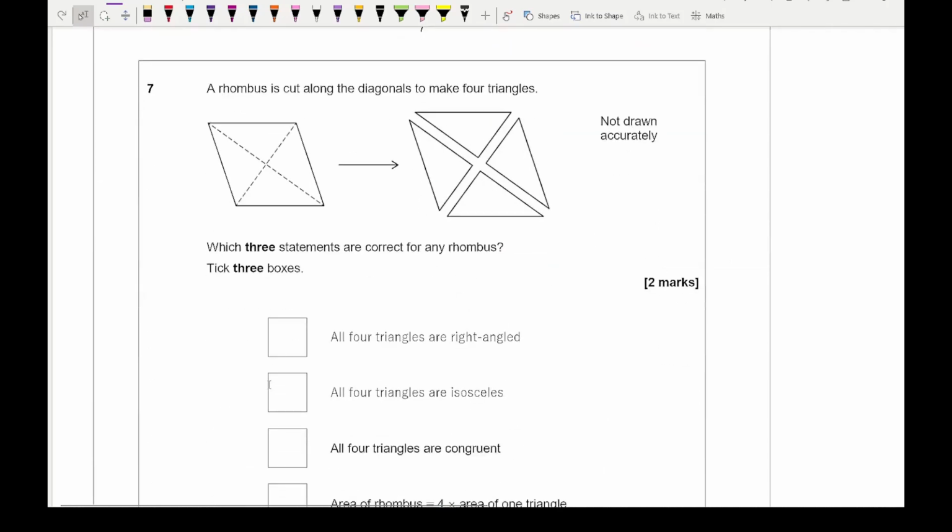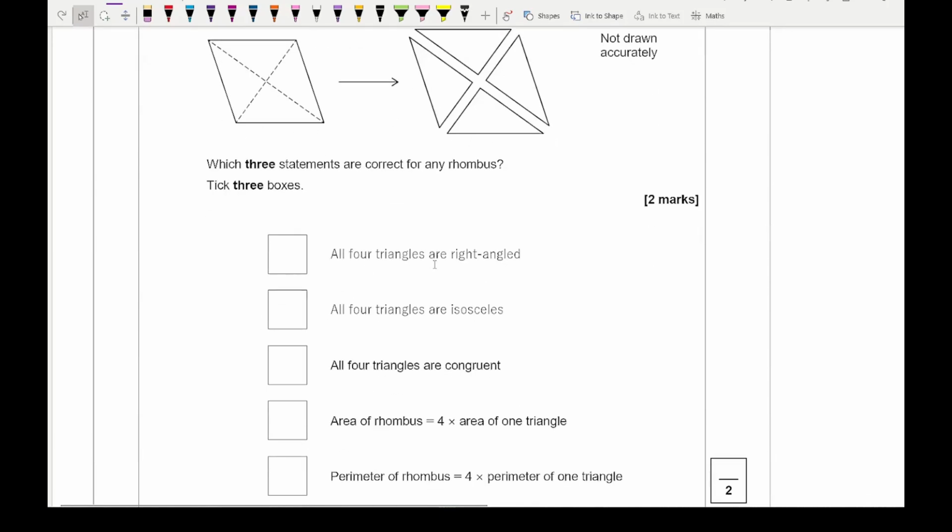Moving on to question 7, it says that a rhombus is cut along the diagonals to make 4 triangles. Which of the 3 statements are correct for any rhombus? And we need to tick the 3 boxes. So for this, are all 4 triangles right angled?